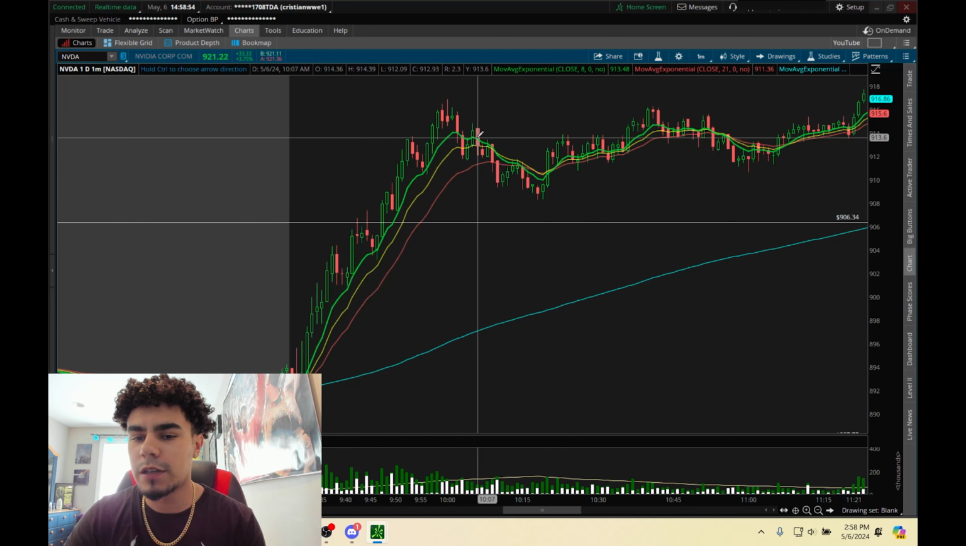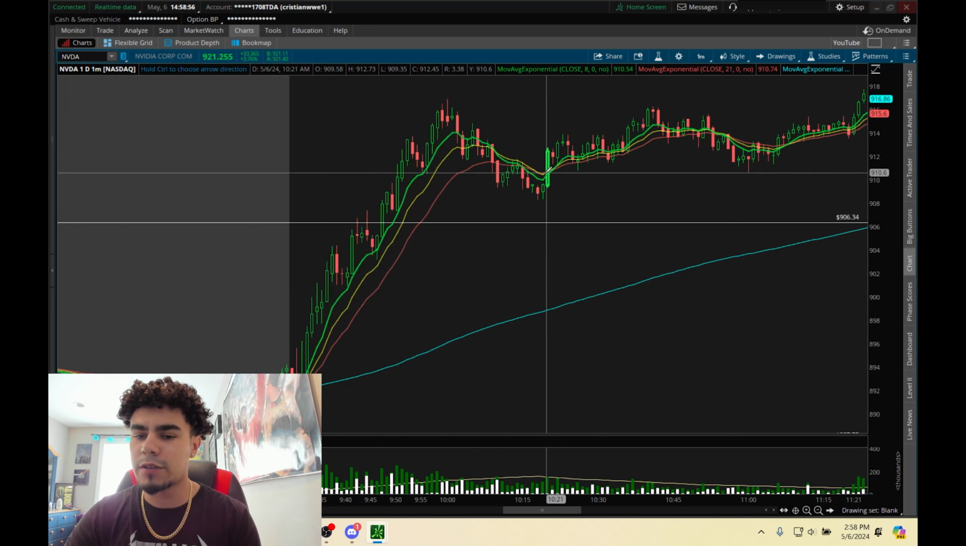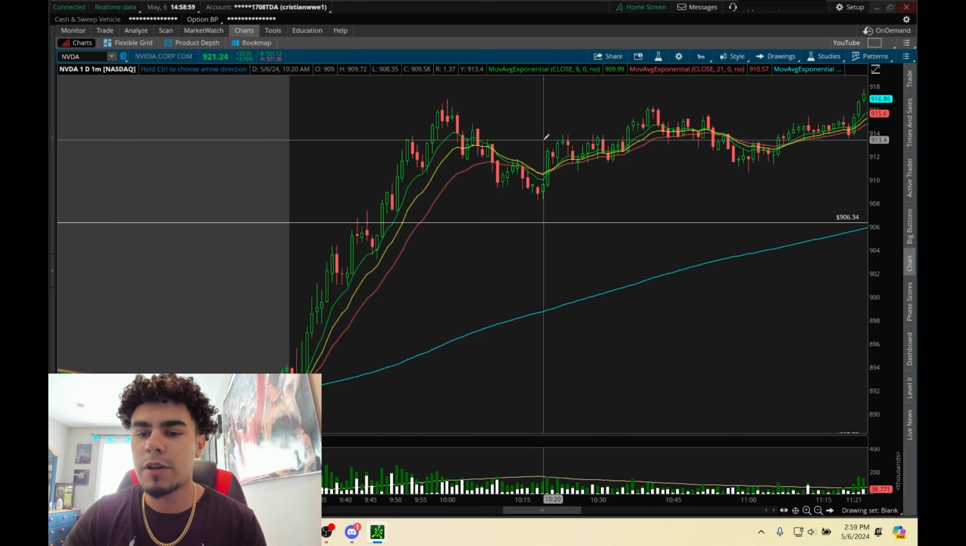If you are just looking at trading these moving average crossovers, you would have to backtest it to see if it's actually a valid strategy and it's going to make you money in the long term.